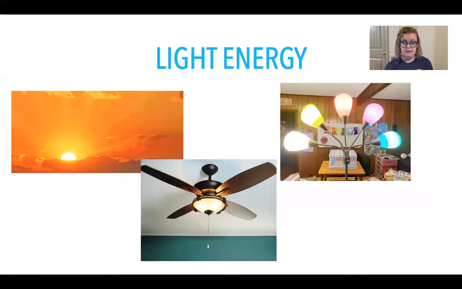Now, light energy is exactly what we think when we think of light. The sun. Is it really dark when the sun's not out? Yes, because there's no light. The light comes from the sun outside. Now, you might have a fan or a light fixture in your house that when you turn a switch, it turns the light on, like this. Light energy. I also put a picture on here of the lamps that we use in our classroom. Those lamps use light energy and they help us to see our work and to see what we're doing.